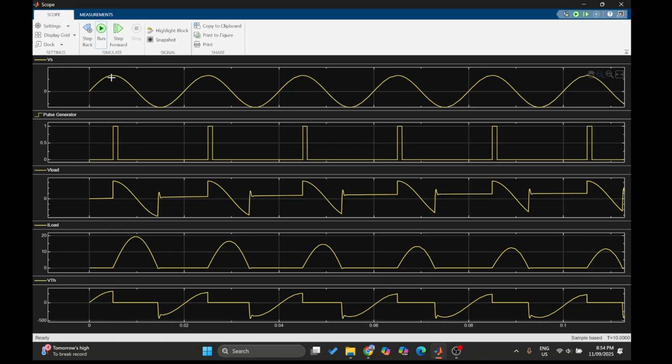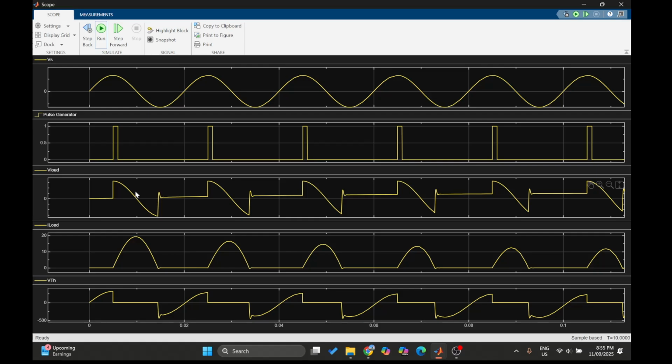Once it hits the 90 degree angle, the pulse generator will generate the pulse and trigger it, and after a few seconds, with a certain delay, the thyristor turns on and starts conducting. Therefore, we can see a voltage across the load, and the current is also gradually ramping up. We do not see a step current. The current is gradually ramping up because of the inductor load.